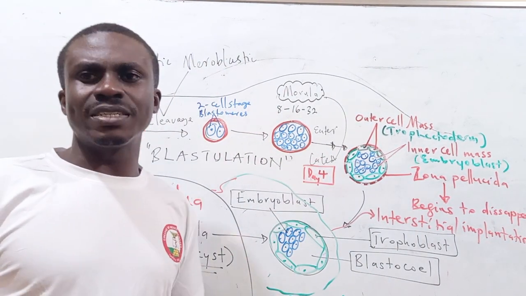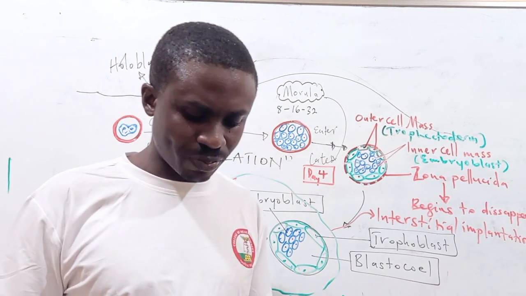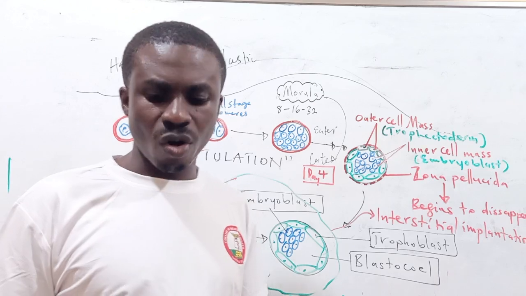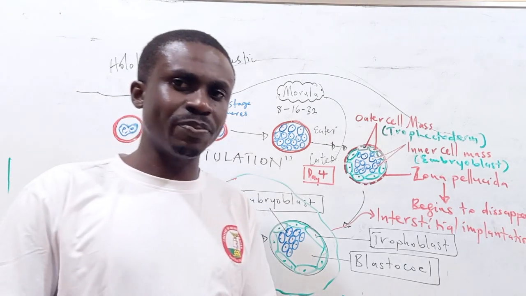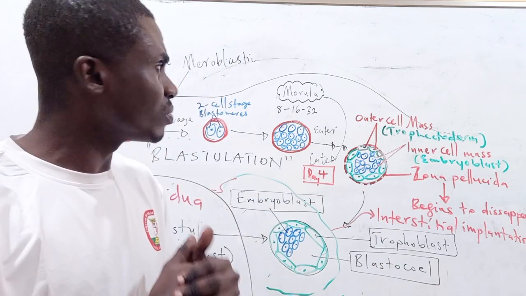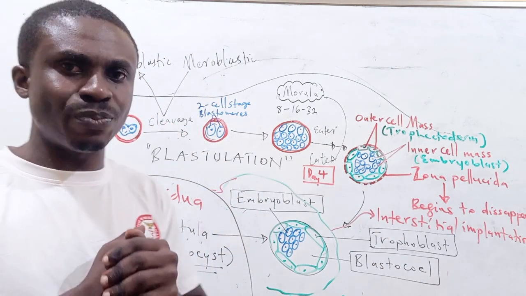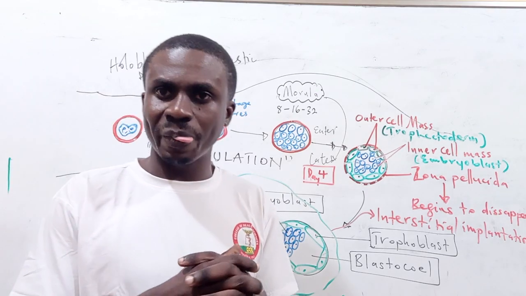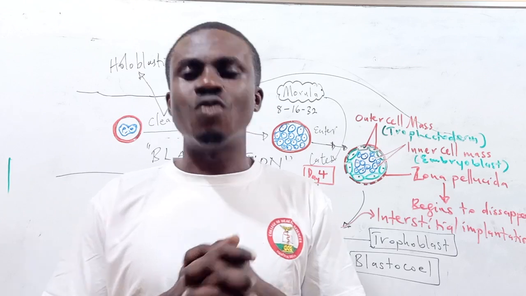Now then, the question is, at what point does implantation take place? In what portion of the uterus does implantation take place? I've done all these things for you. Where precisely does fertilization take place? Your answer is the ampulla of the uterine tube.